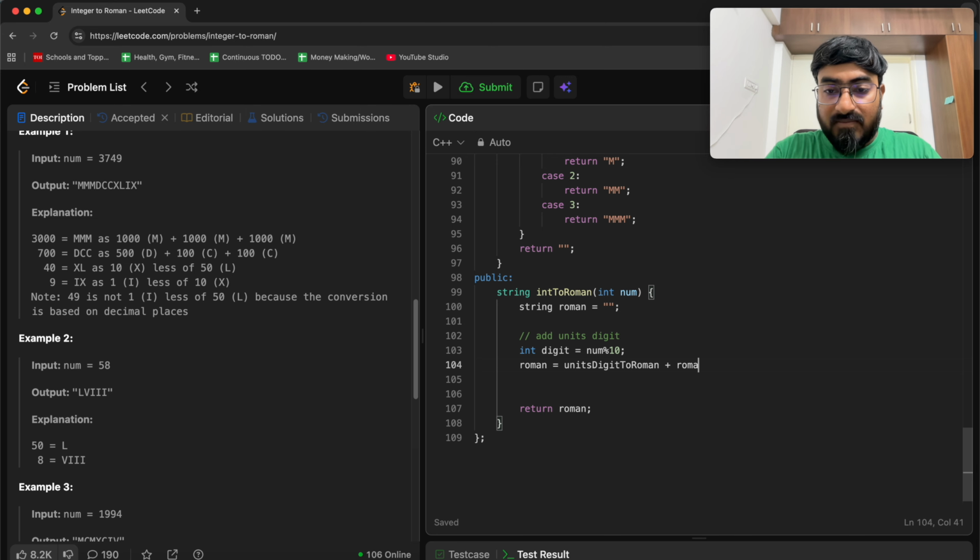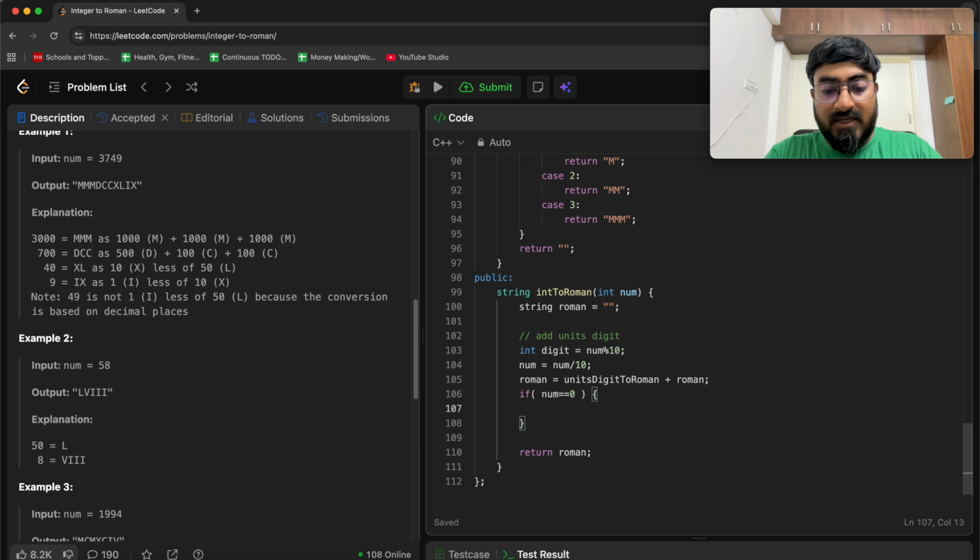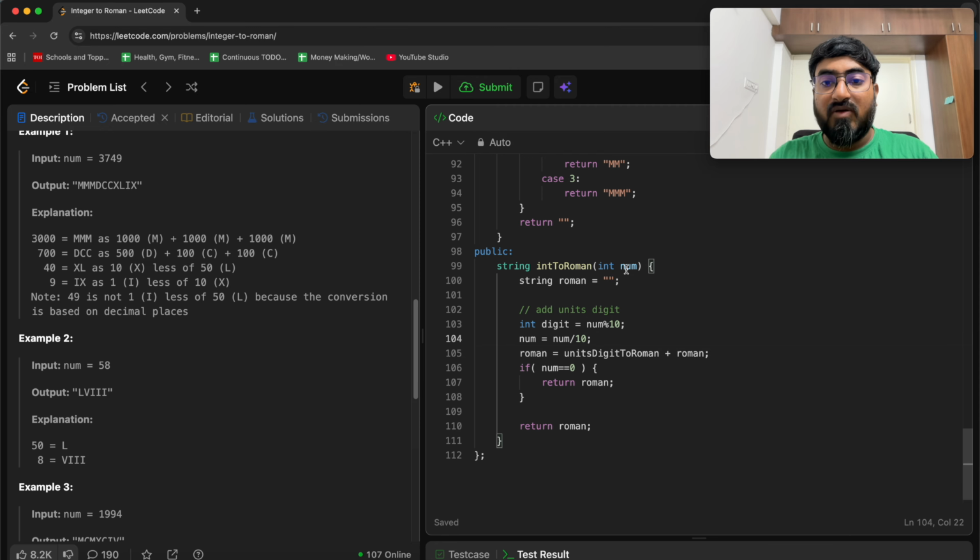plus Roman. Okay, and this order is because we are extracting digits from the right hand side to the left hand side. So first we generate the string for units, then for tens, then for hundreds, and then finally for thousands. Okay, you remove this digit by doing num equal to num divided by 10, or you can do this here so that we remove the digit. So if now num equal to 0, that is, it had only one single digit, you simply return Roman. Okay, because if num was a single digit number, it will go to 0 here.